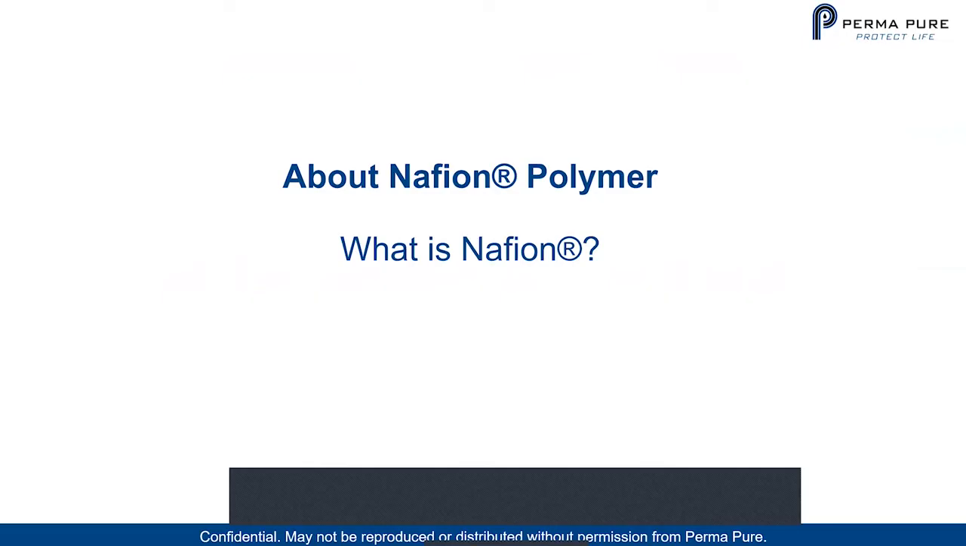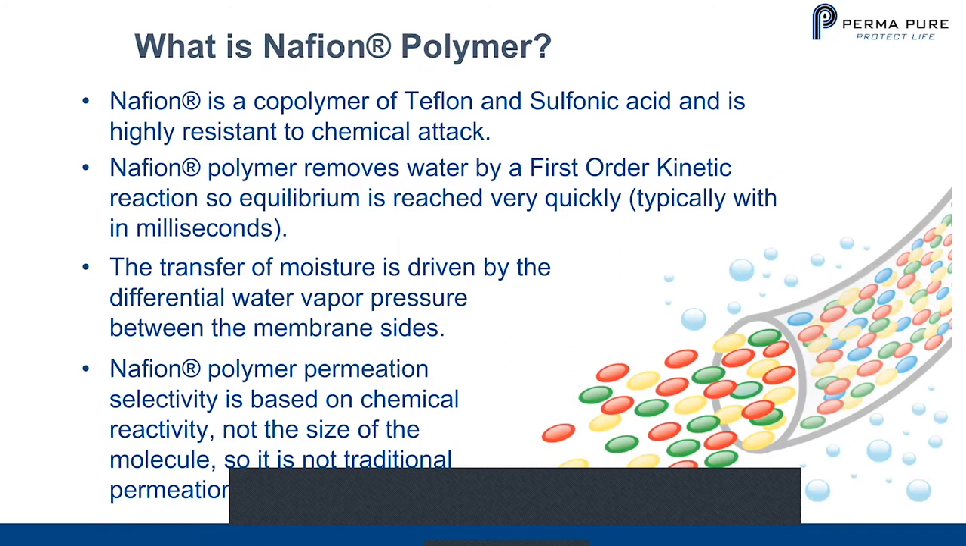So let's talk about Nafion polymer. What is Nafion? Nafion has become such a valuable material for industry and has so many unique attributes. And Perma Pure harnesses just one of the main attributes, which is the water transfer properties of the material. So Nafion is a copolymer of Teflon and sulfonic acid, and it's highly resistant to chemical attack. So it has a very similar chemical resistance property list, just like Teflon.